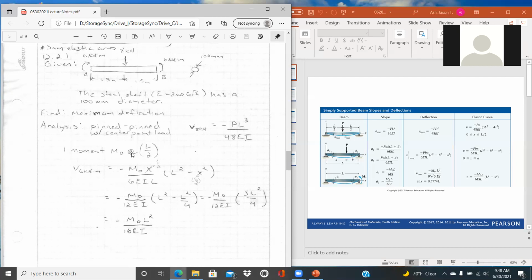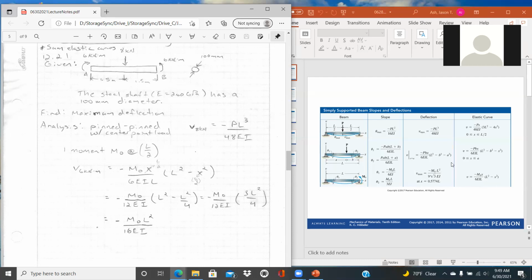And so we have the one moment M0 on the right hand side. We can solve for the corresponding deflection at x equal to L over 2. And then when combining those, we just need to double that because we have another moment on the left hand side. And so the first step is just solving the displacement at x equal to L over 2 based on the 6 kilonewton meter moment on the right.